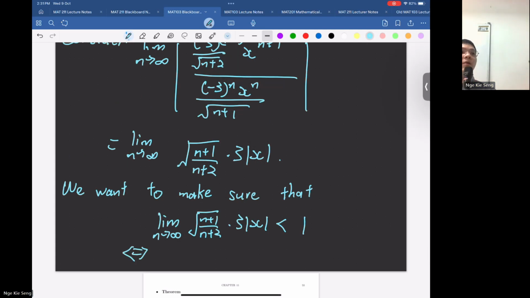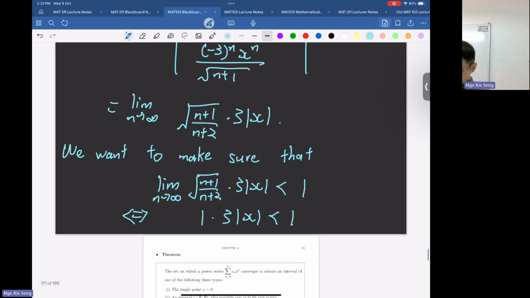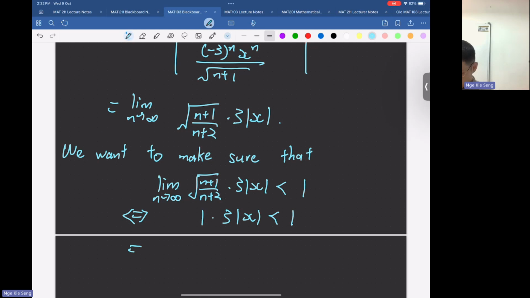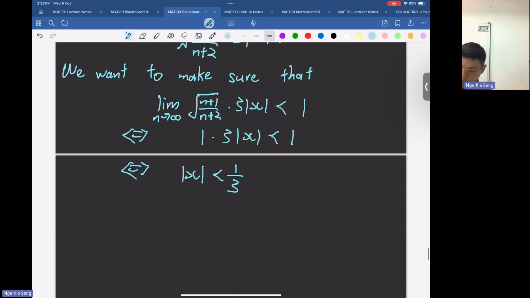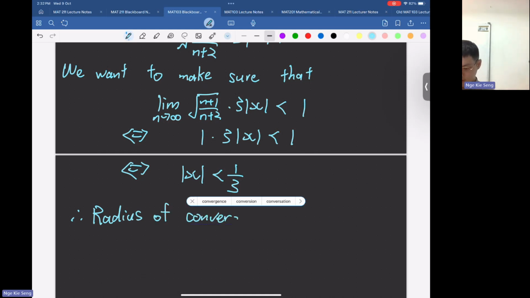It's just 1. Good. Because should we go through or are you okay with it? This is equal to 1. Okay, do you know how to compute? So you divide by n throughout, okay, and then you will see that 1 over n and 2 over n converge to 0. So you get square root of 1. So in this case here, what do you get? You get that modulus of x is less than 1 over 3. So this implies that our radius of convergence is 1 over 3.